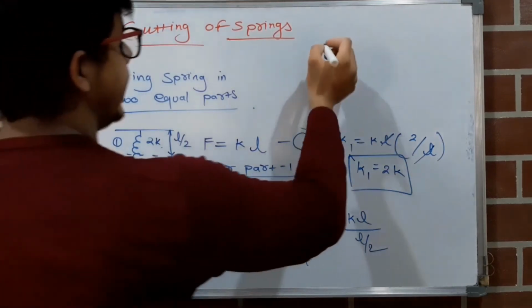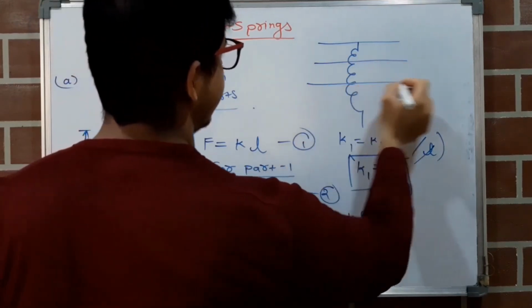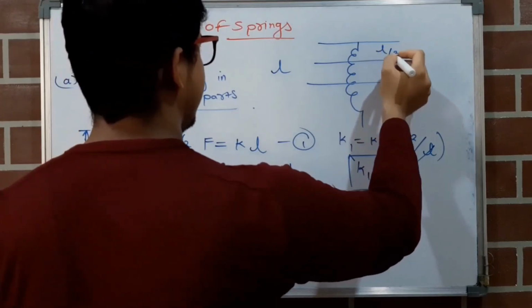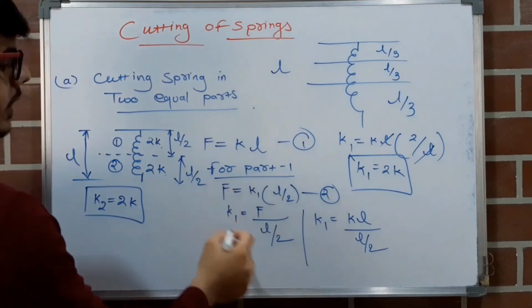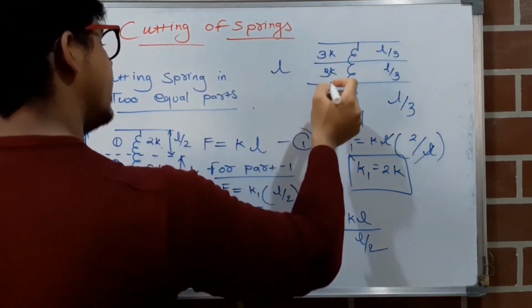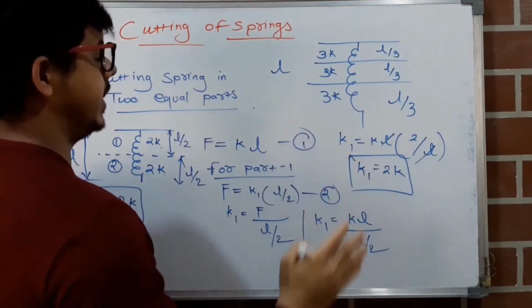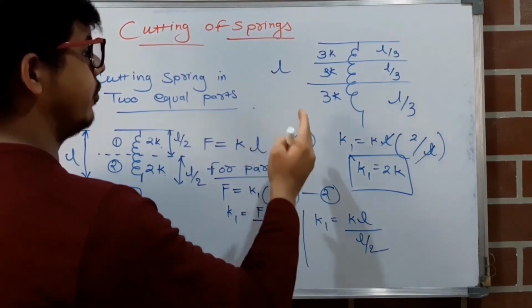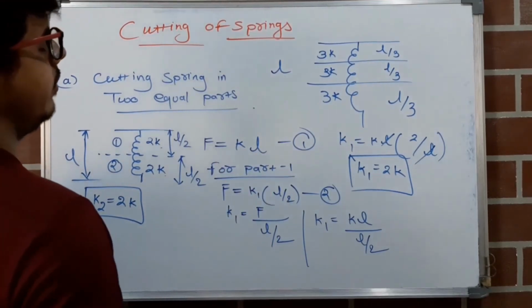Now if we cut the spring into three equal parts, this is one cut and this is another cut. So whole length is L and this will be L by 3, L by 3 and L by 3. If you calculate with the same method for this spring, then you will get 3K, 3K and 3K. So if you cut this spring into four equal parts, then the stiffness of each of the parts will become 4K.